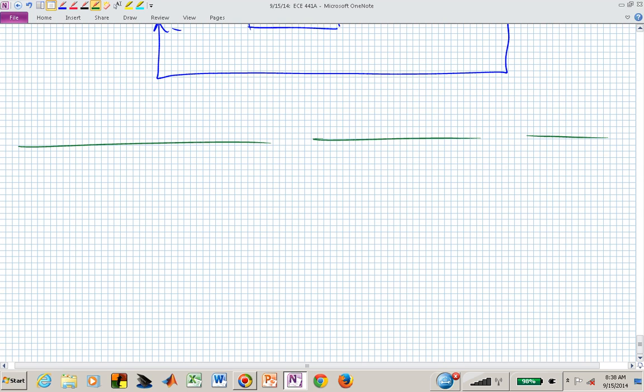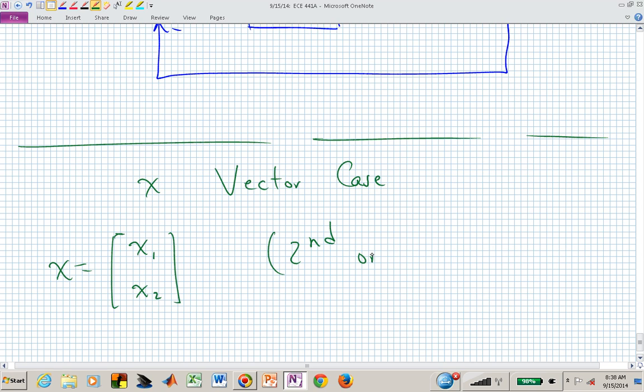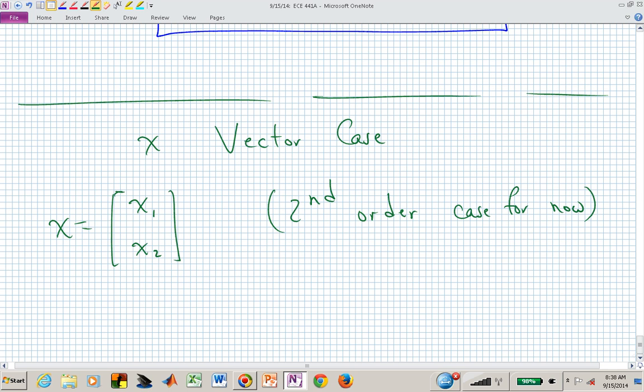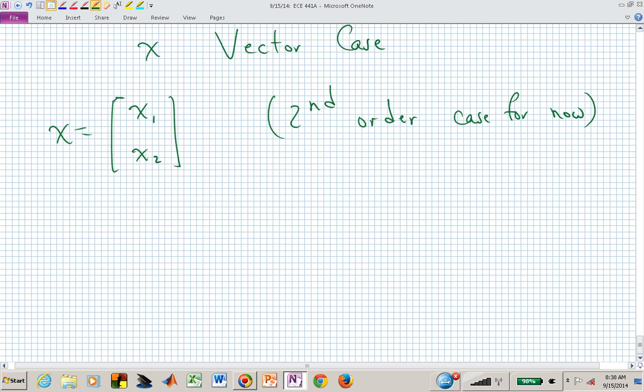Well, now wait a minute. Let's not go so fast. Let's do a vector case, but let's not grow that vector quite so tall so fast. Let's look at x being a vector. But let's go in small steps. Suppose that x is just x1, x2, just two-dimensional. Or we're looking at the second order case for now. And if we understand the second order case, hopefully everything else will fall into place for higher order systems.